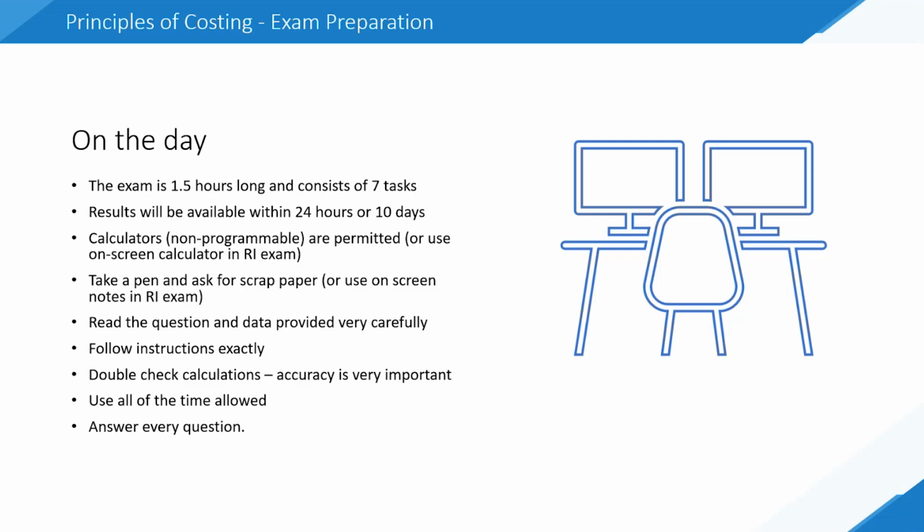So if you sit at a centre, your exam results will be available within 24 hours. If you sit remotely, it takes a little bit longer. It's still an auto-marked exam, but it just takes a little bit longer for those results to be verified. So at the moment, results are taking 10 days through remote invigilation. That timescale might well improve as the AAT get further along the road with remote invigilation. But at the moment, it takes 10 days for those results to come through.